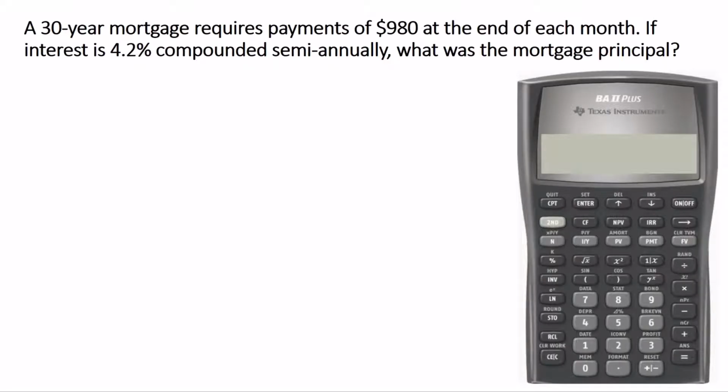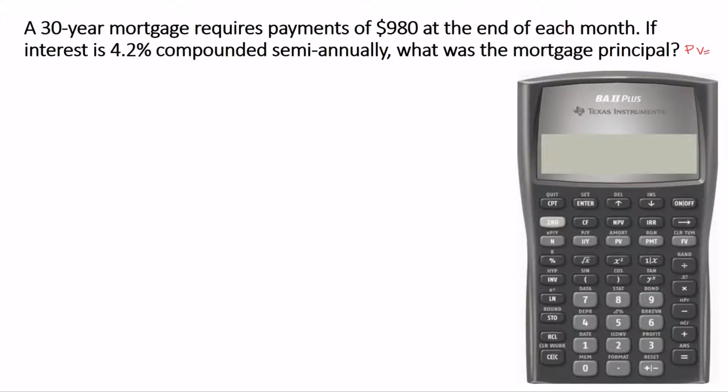Hello everyone. In this video, we will learn how to compute the present value of ordinary general annuities using a financial calculator. In this problem, we are to find the principal of a 30-year mortgage. So the principal of the mortgage is the principal of the loan, and we're looking for PV.